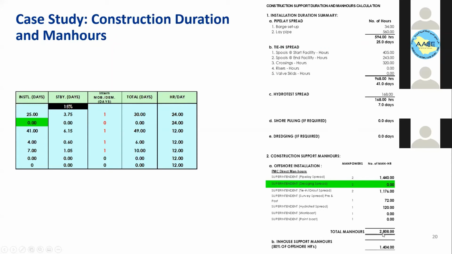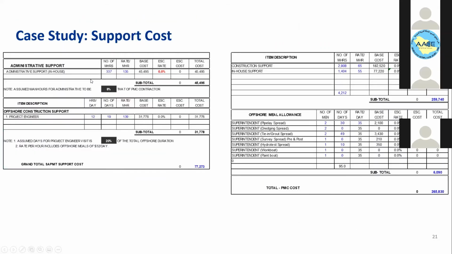The total man hours came to 2,800. And we assume 50% of total offshore man hours is going to be onshore in-house support man hours. So 50% of the 2,800 offshore man hours is going to be for onshore support, which is 1,400. After calculating all the required man hours, we apply the rates for each hour in order to derive the cost of the support for both offshore and onshore. And you can see here for administrative support, we have the total hours multiplied by the rate and we get the cost. For project engineers also, and for construction support and in-house support, this is the 2,800 for offshore, and this is the 1,400 for onshore, 50% of the offshore.